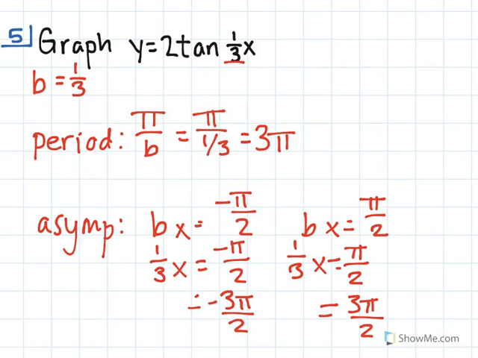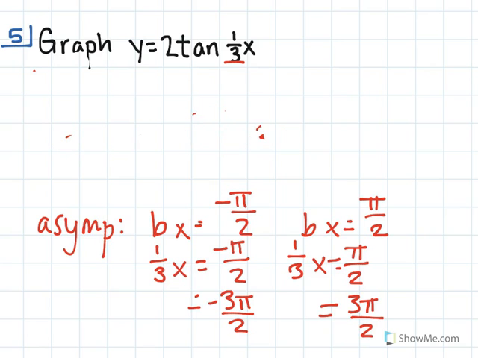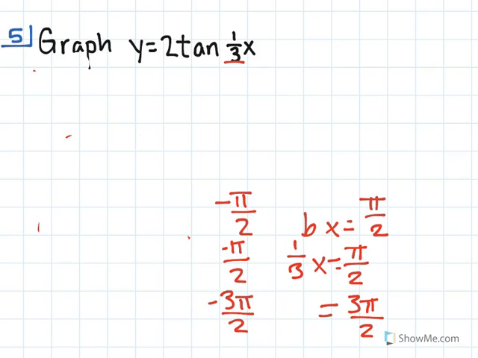Now that we've found our asymptotes, we can use those to continue to graph 2 tangent of 1/3 x. I'm just going to erase this real quick so there's room to graph. Remember, we've got asymptotes at negative 3 pi over 2 and positive 3 pi over 2.